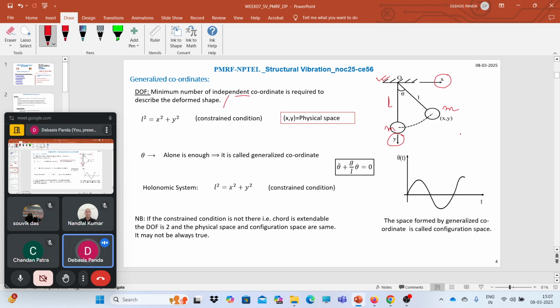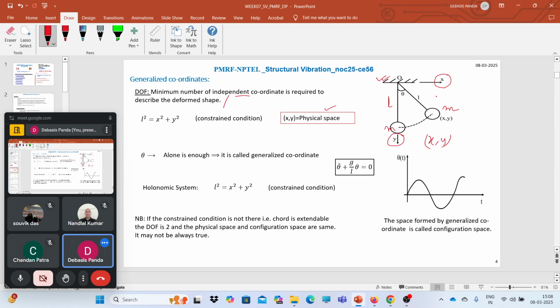So the physical system, generally we represent it with respect to the Cartesian coordinate system, say x and y. This coordinate system we call the physical space of the dynamic problem or the dynamic system, the Cartesian coordinate.